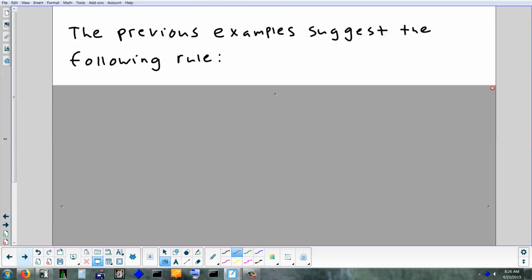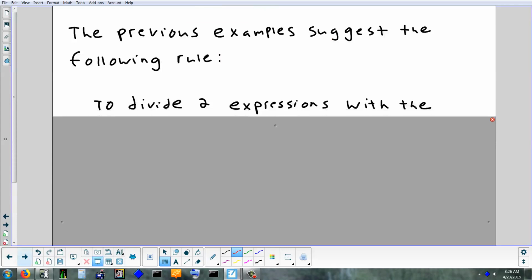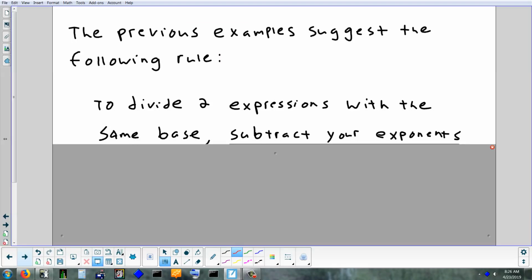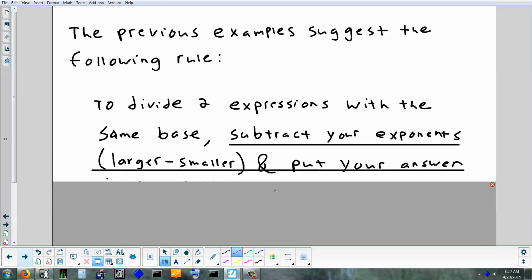So let's write down this as a rule on your notes. To divide two expressions with the same base, you already got that part. You gotta do the underline part. You want to subtract your exponents. But remember how I subtracted them. Did I ever get a negative number? No, I tried to avoid that. We're going to talk about negatives tomorrow. The way you avoid that is you always do larger minus smaller. If the larger's in the top, fine. If the larger's in the bottom, fine. You always do larger minus smaller. And remember where we put our answer. We put our answer wherever the larger number was.